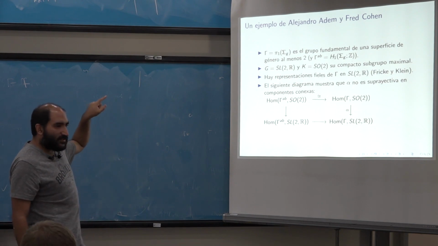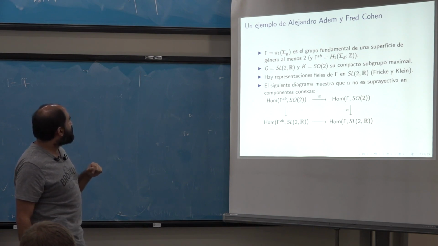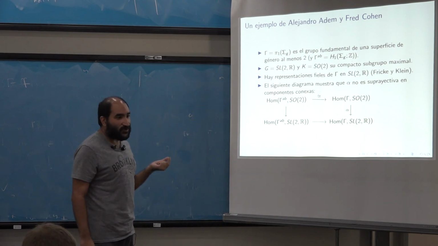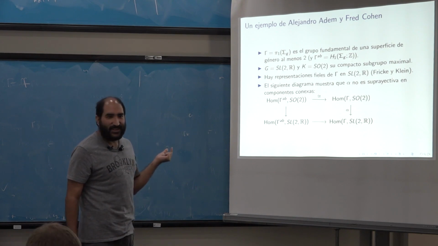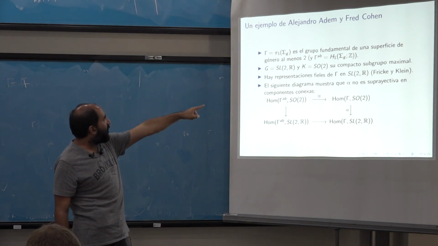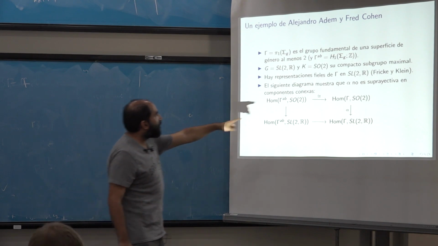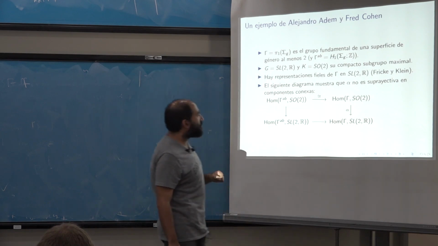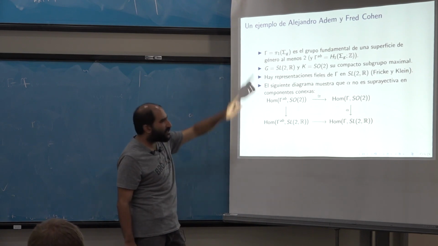In their example, gamma is the fundamental group of a surface of genus at least 2, right? And you take for the Lie group SL_2(R). Its maximal compact subgroup is SO(2), and it's a funny coincidence that the maximal compact subgroup is abelian. And that causes all sorts of trouble. So it's known that there are faithful representations of gamma in SL_2(R). And so look at this diagram. If you take any homomorphism from gamma into SO(2), since SO(2) is abelian, that actually factors through the abelianization of gamma, which is the first homology of the surface.